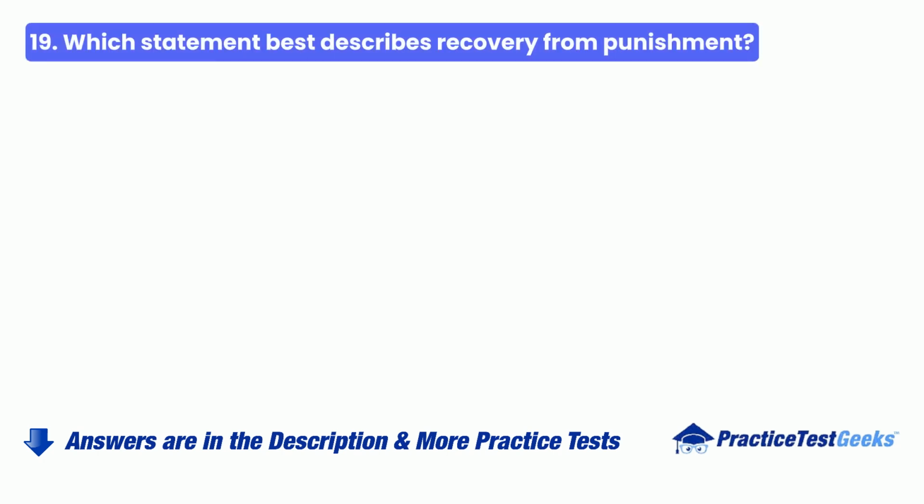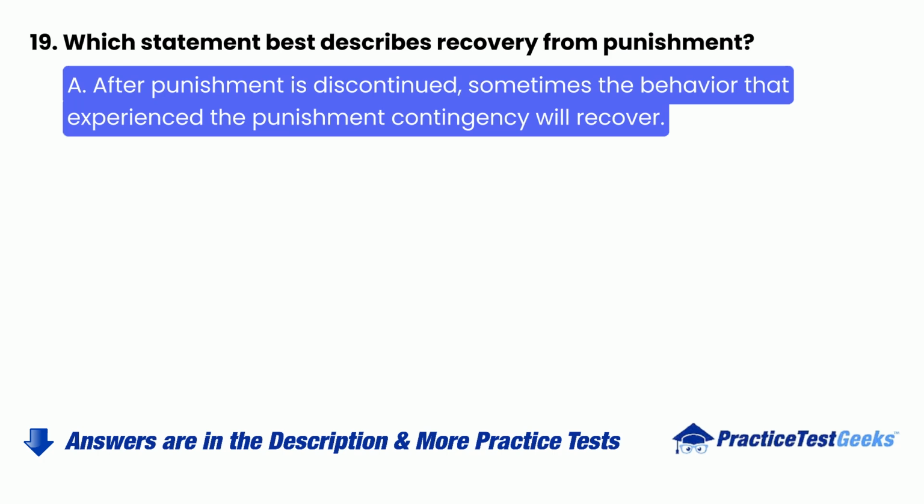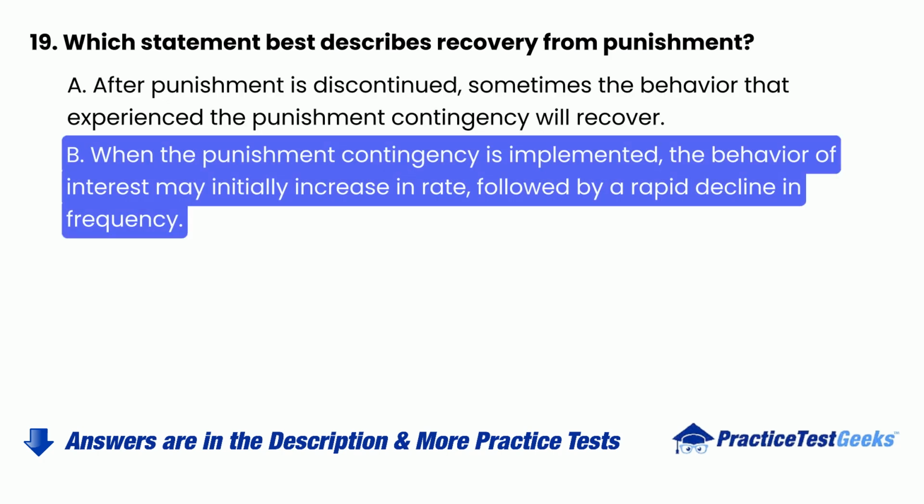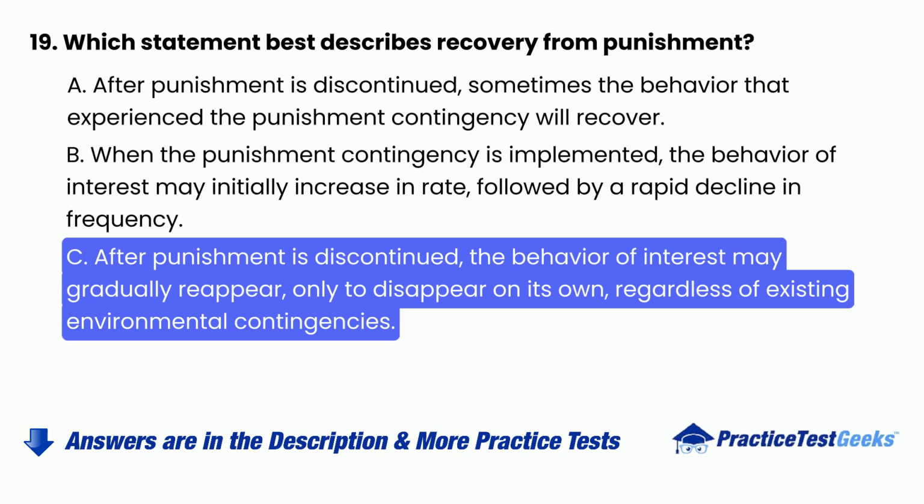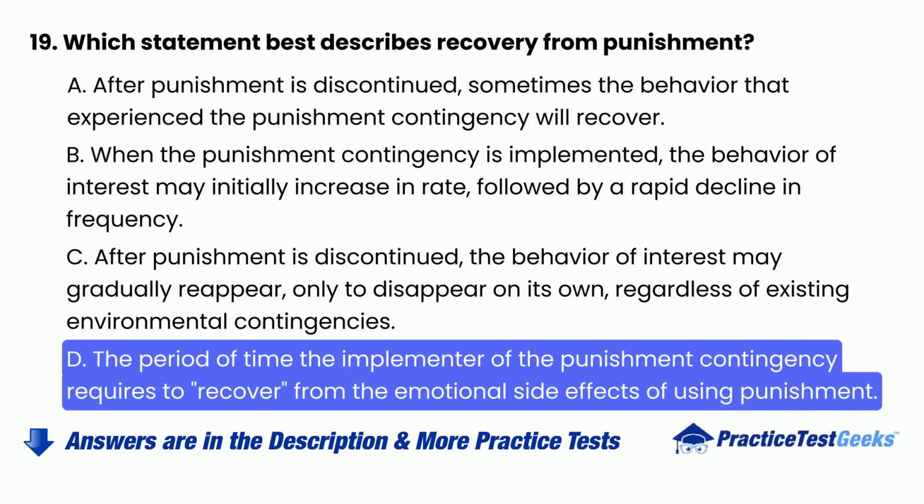(19) Which statement best describes recovery from punishment? A. After punishment is discontinued, sometimes the behavior that experienced the punishment contingency will recover. B. When the punishment contingency is implemented, the behavior of interest may initially increase in rate, followed by a rapid decline in frequency. C. After punishment is discontinued, the behavior of interest may gradually reappear, only to disappear on its own, regardless of existing environmental contingencies. D. The period of time the implementer of the punishment contingency requires to recover from the emotional side effects of using punishment.